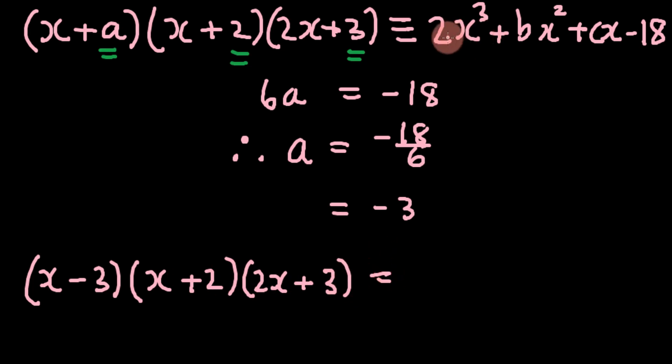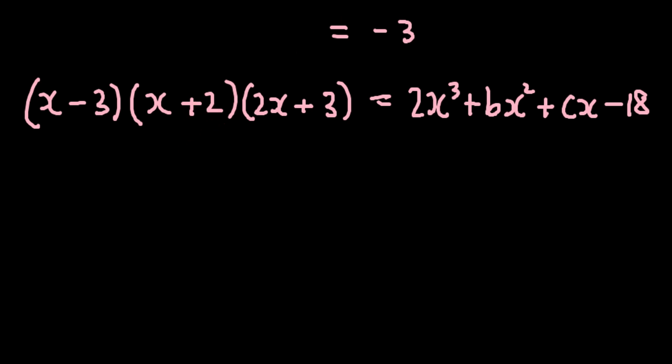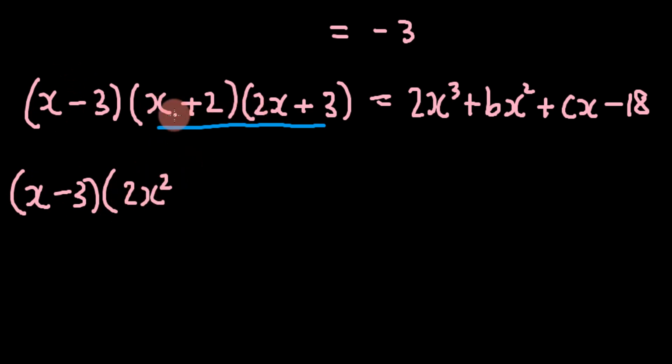Now we know that this must come to the right-hand side here. We multiply out on the left-hand side. So we can first do these two brackets. We're going to keep x minus 3 for now. So multiplying out, x times 2x is 2x squared. X times 3 is 3x. 2 times 2x is 4x. And 2 times 3 is 6.